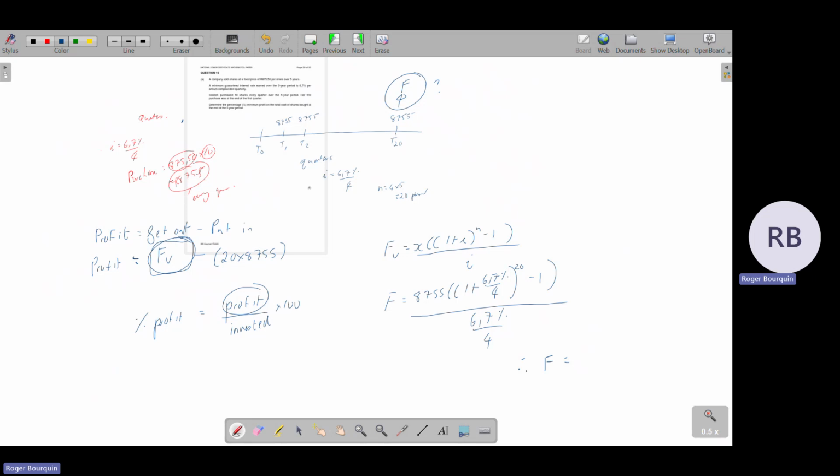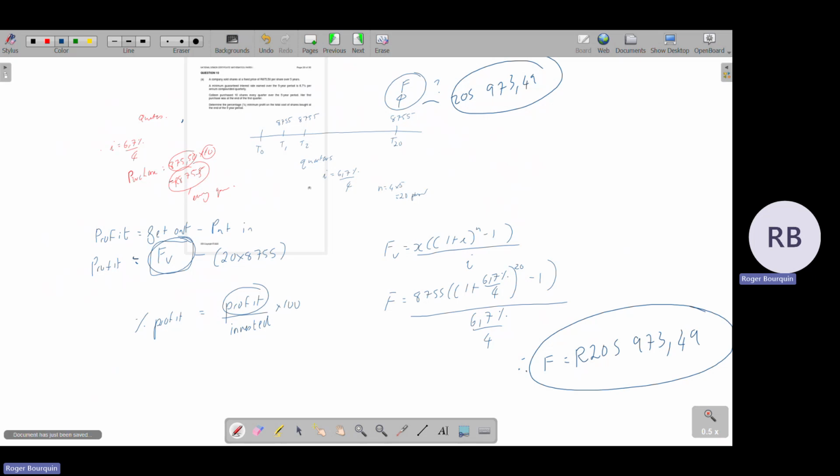Okay, so what do you get for that? You should have got 205,973.49, am I right? Okay, right, so that's what she gets out after all of these investments and interest. Are we happy with that? Okay, you good? Right. So normally that's the question, end of story.